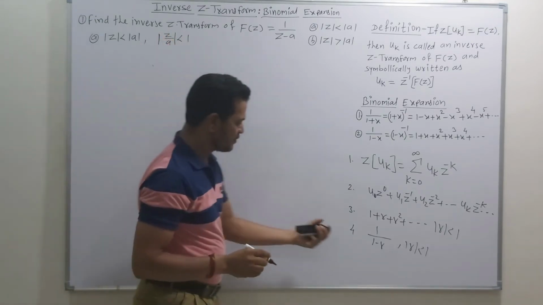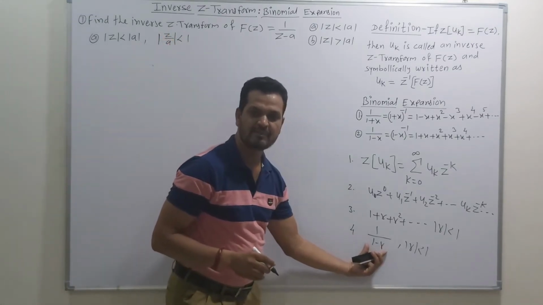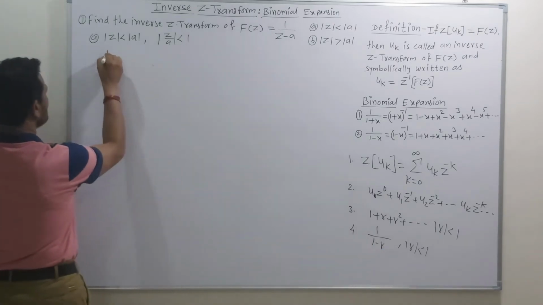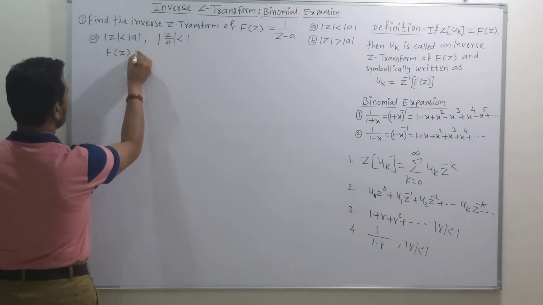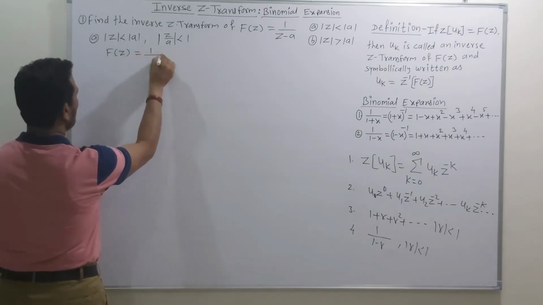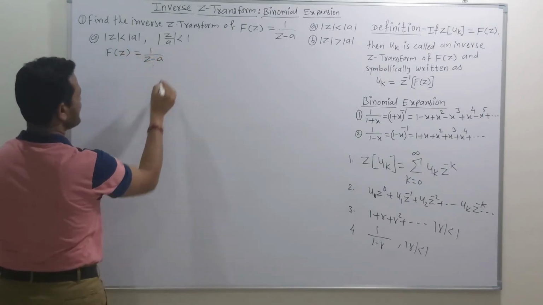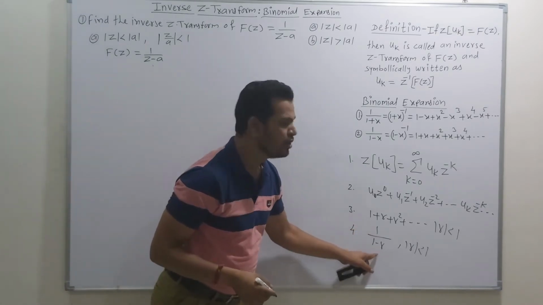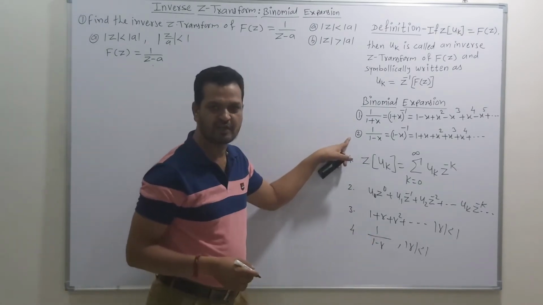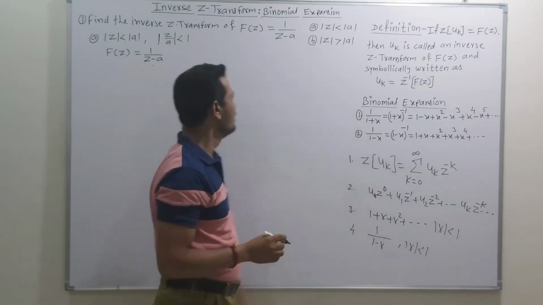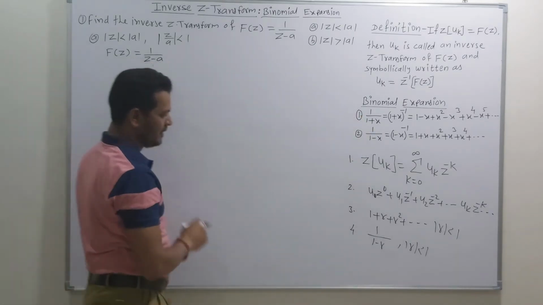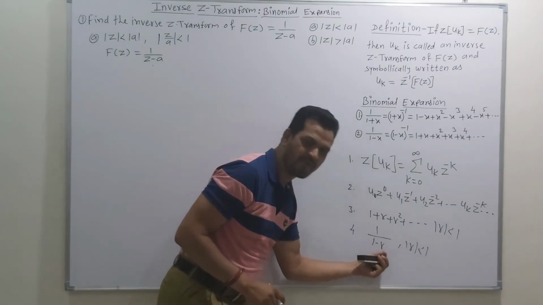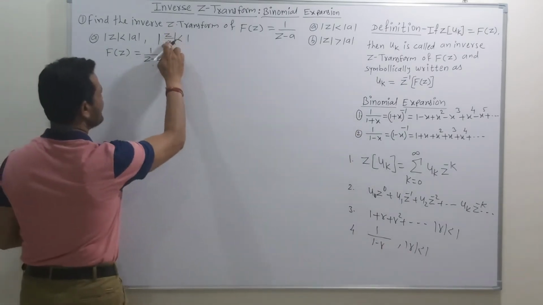Now friends, our aim is to write down the given example in terms of either 1 minus r or 1 plus r. So what is the given example? Here the given example is f of z is equal to 1 upon z minus a. Our aim is to write this as 1 upon 1 minus r, so that we can apply the first or second result of binomial expansion. So take the help of the condition mod of r is less than 1, and write down the value of r. Here the value of r is z upon a.